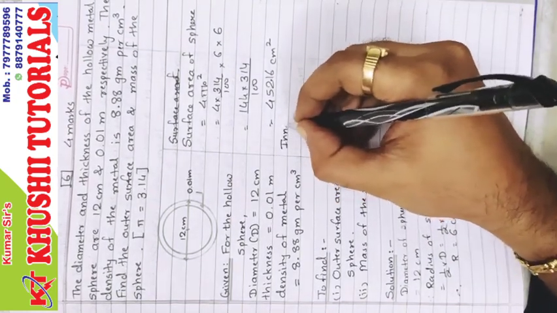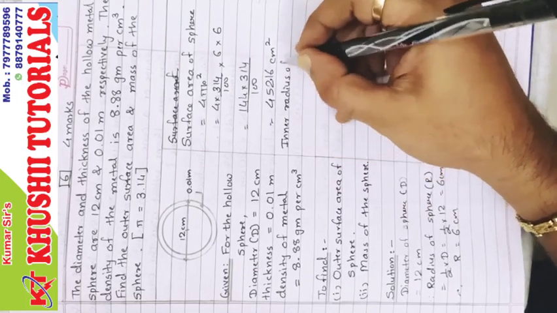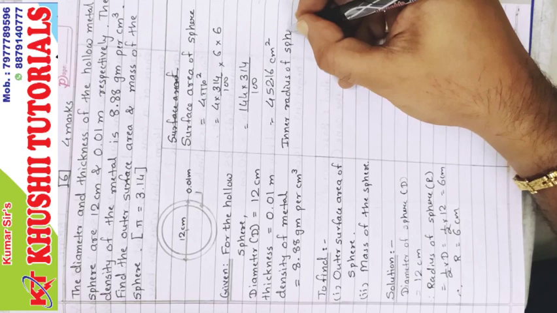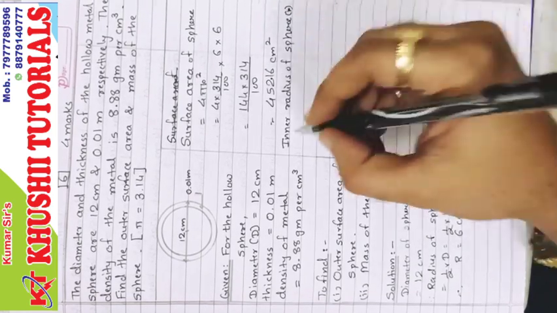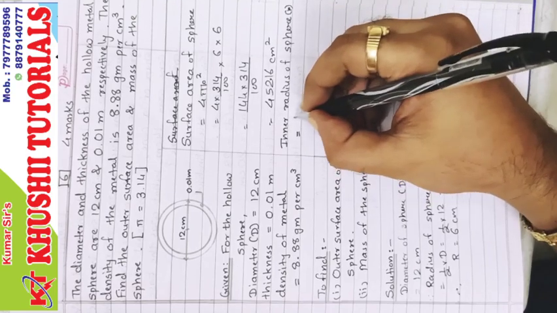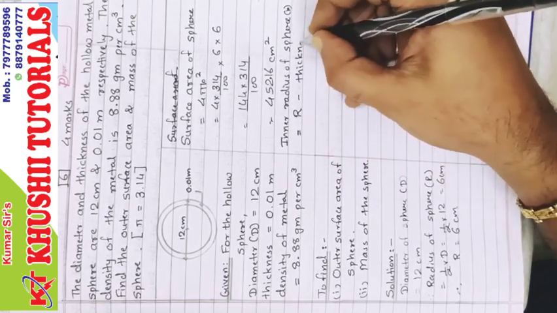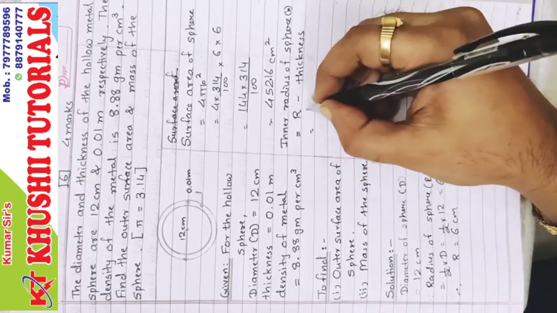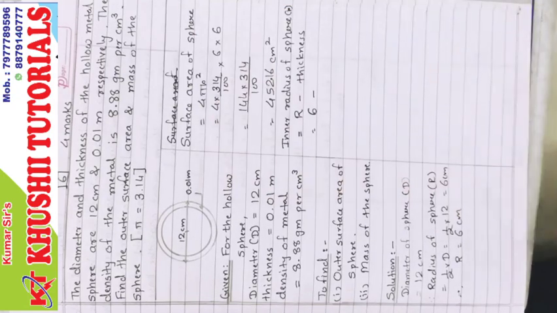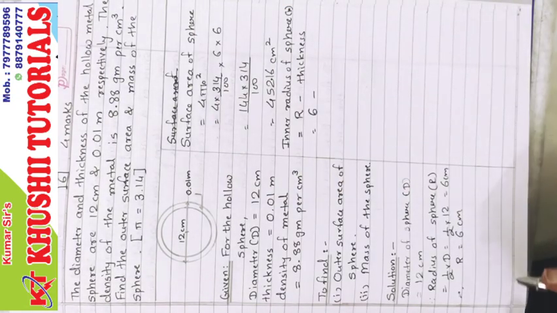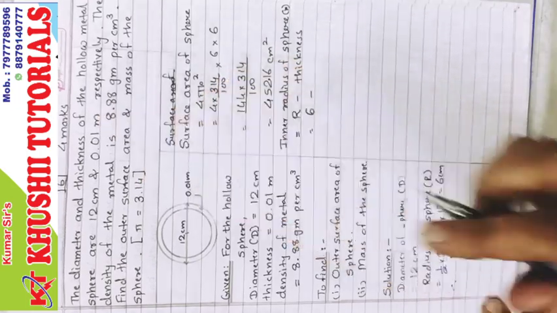Inner radius of sphere. Inner radius we will assume r is equal to outer radius capital R minus thickness. Outer radius we know 6 minus thickness. Thickness is given 0.01 meter. First of all we have to convert 0.01 meter into centimeter.